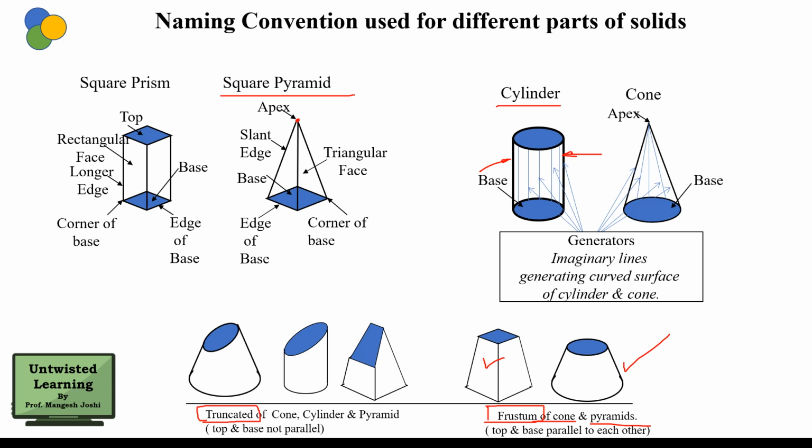Similarly, if you cut a cone or cylinder or pyramid with some inclination to the base, you will get these three shapes: truncated cone, truncated cylinder, and truncated pyramid. Okay.